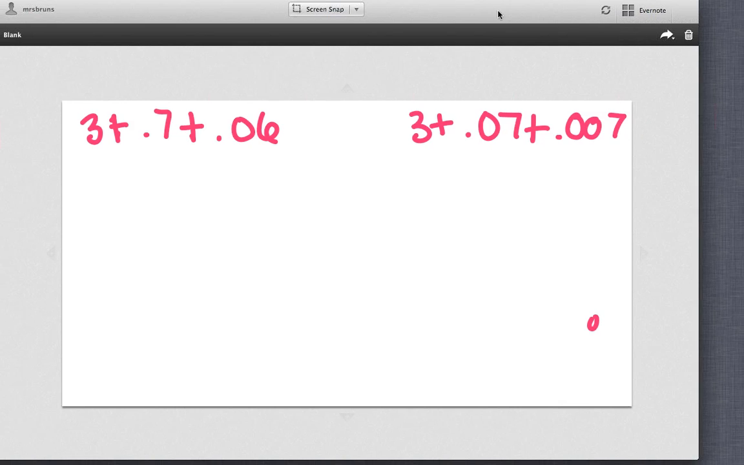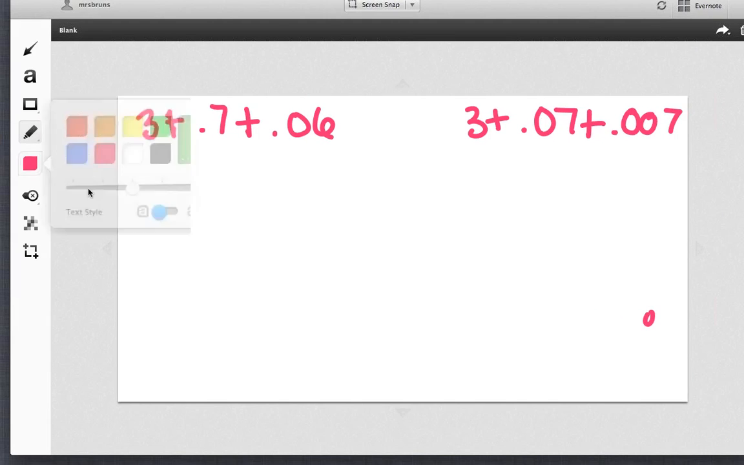All right. 3 plus 7 tenths plus 6 hundredths. And then over here, we're going to compare it to 3 plus 7 hundredths plus 7 thousandths. Okay, so do this with me. I'm going to change the color right underneath it. So we need to add the whole number 3 plus 7 tenths plus 6 hundredths. So this should be pretty easy.